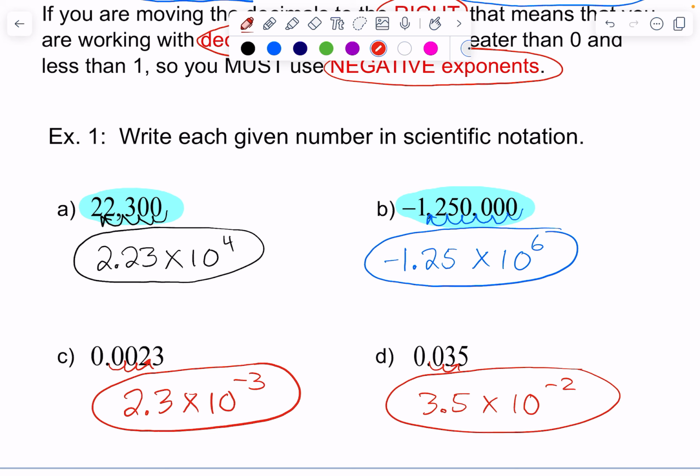But trust me, it's not the best way to learn it. Learn it like I'm teaching it. If I have a whole number larger than 1, use positive exponents. If I have a value between 0 and 1, in other words, a decimal, here in pink, use negative exponents.